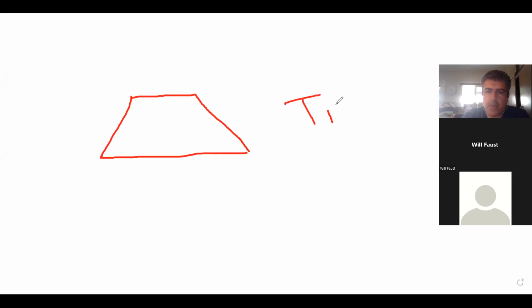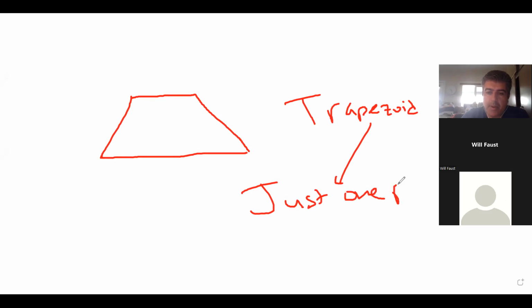So this is what we call a trapezoid. It has just one pair of parallel sides. So that's the definition, just one pair of parallel sides, and it'd be these right here. Those are not necessarily going to be the same. And the other two sides here could be different also.